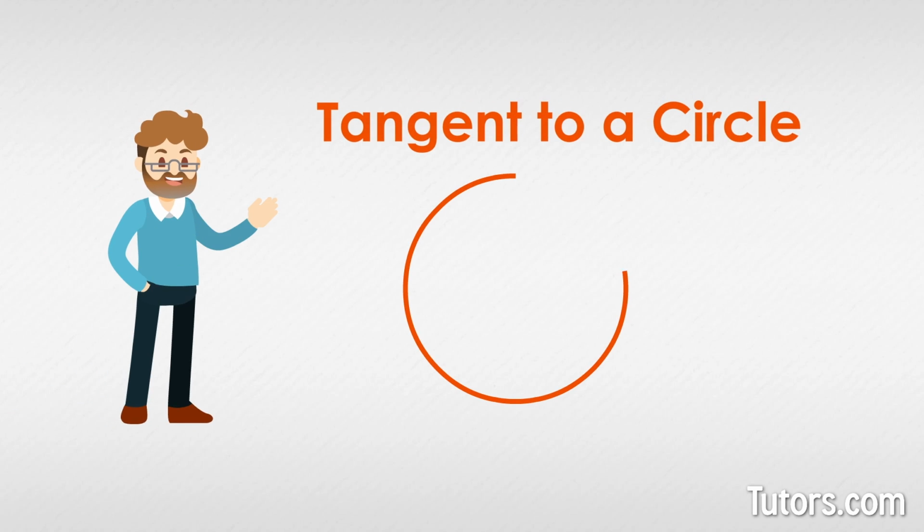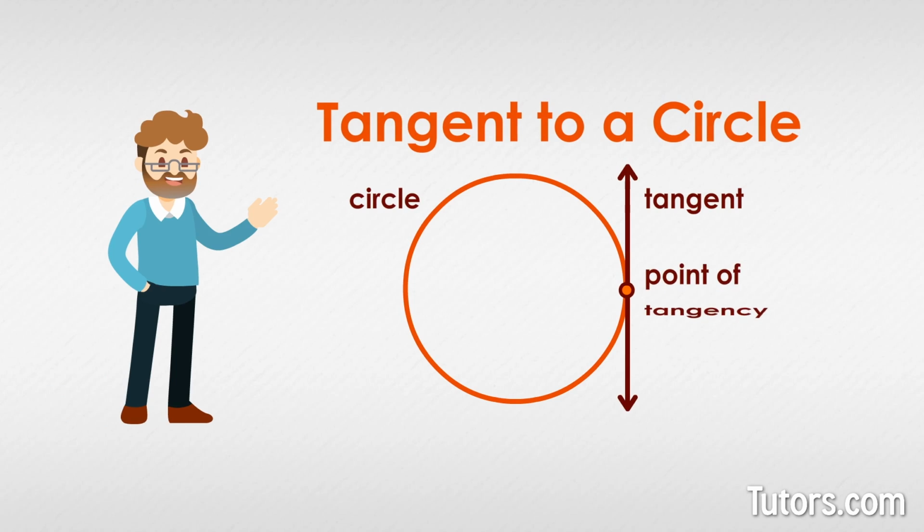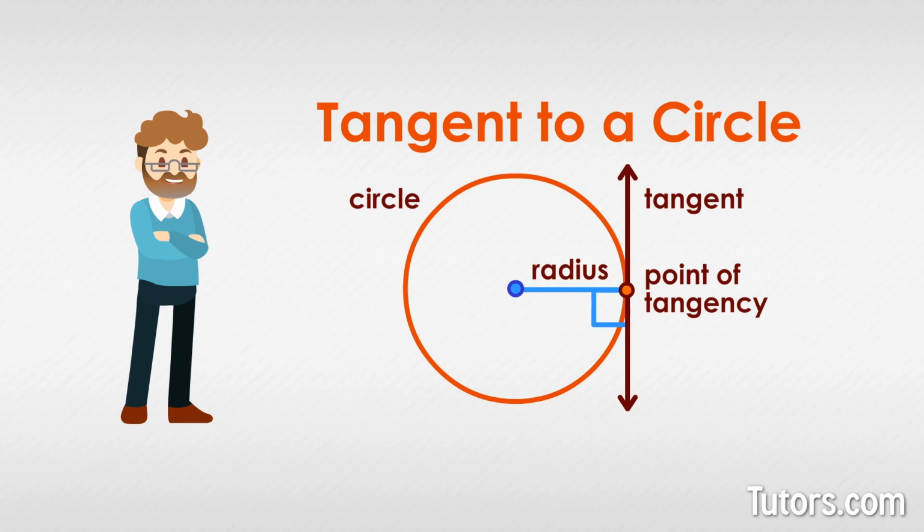Tangent to a circle. A tangent to a circle is a straight line that touches the circle at one point, called the point of tangency. At the point of tangency, the tangent of the circle is perpendicular to the radius.